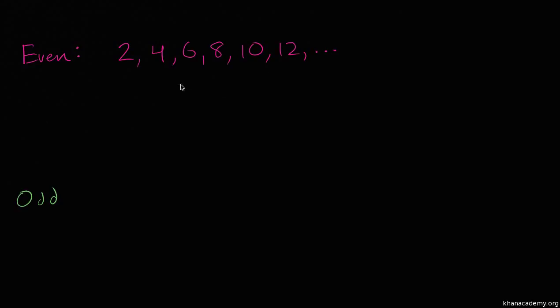And an easy way to spot an even number is that its ones place is going to be even. So for example, the number 32 is an even number because in the ones place you have a 2. The number 5,977,354, well, that's an even number because the ones place is even.